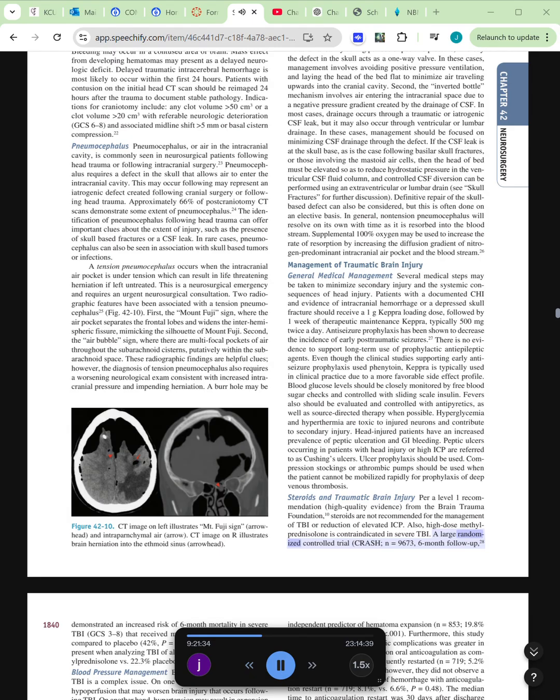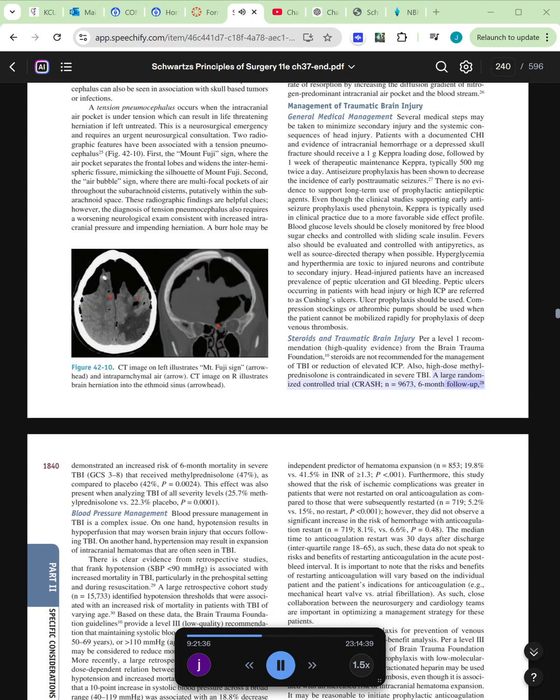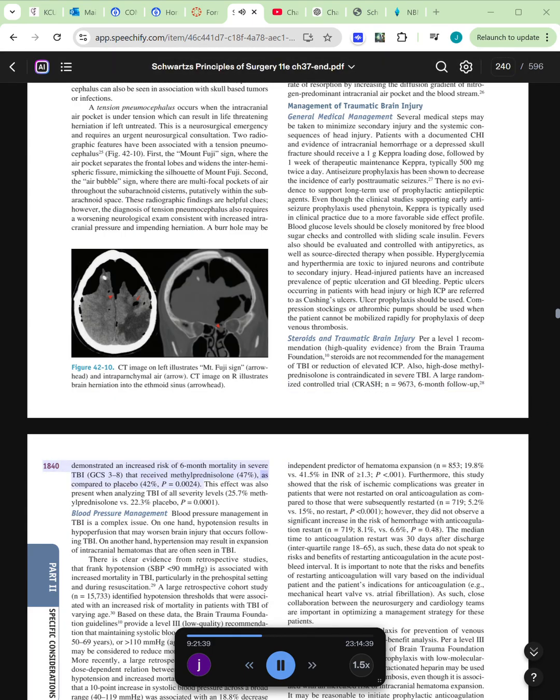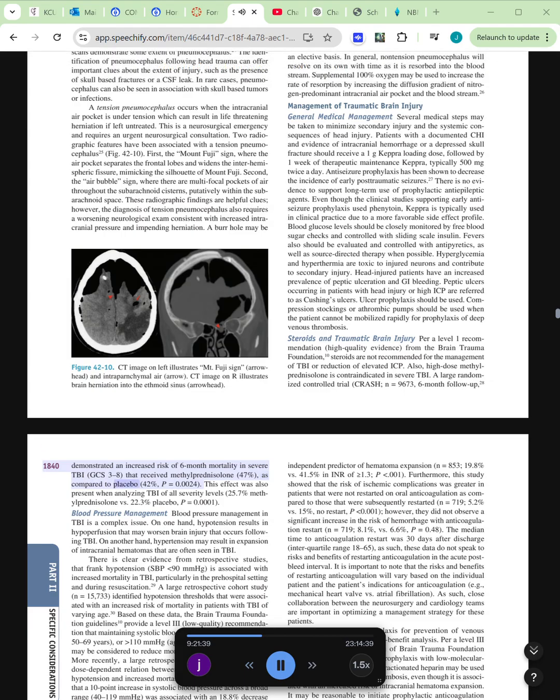A large randomized controlled trial, CRASH, with n equal to 9,673 at 6-month follow-up, found increased mortality in the 1,840 TBI patients with GCS 3-8 that received methylprednisolone as compared to placebo. This effect was also present when analyzing TBI of all severity levels.